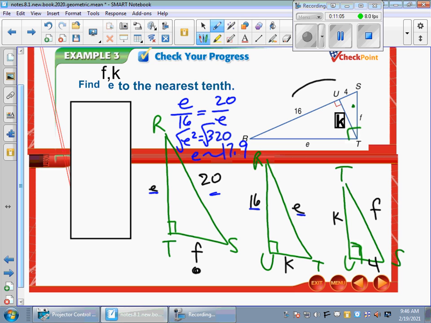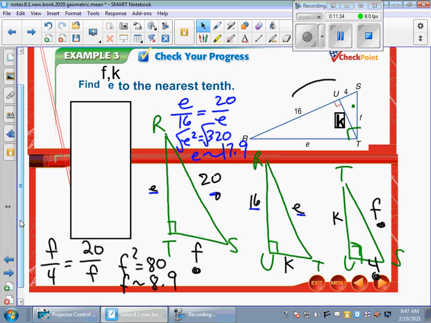So now let's look at F. So here's F right here. F and the number matches up with 4. Here's F and 20. So we're going to match up those. So if we go F over 4 equals 20 over F. F squared equals 80. So you take the square root of 80, and F is about 8.9.